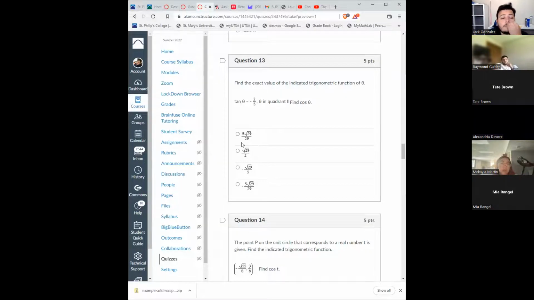Number 13. We did something similar like this one in the homework. Find the exact value of the trig function. So basically, they give us tangent. They tell us the quadrant. Find cosine. So build a triangle and put the positive and negative signs in the correct spots. In quadrant 2, x is negative, right? Y is positive. Tangent is equal to y over x. So put the negative in the right spots. There's 13.